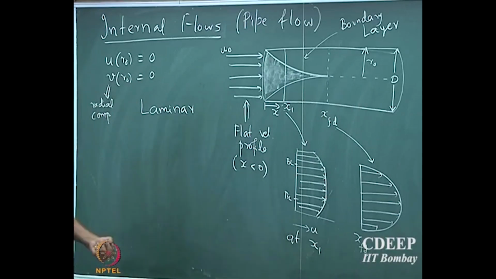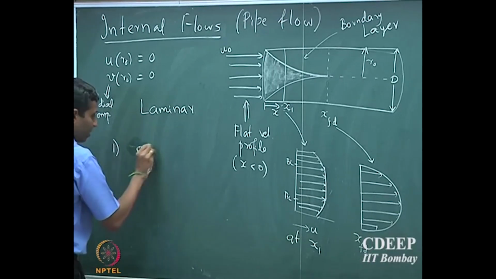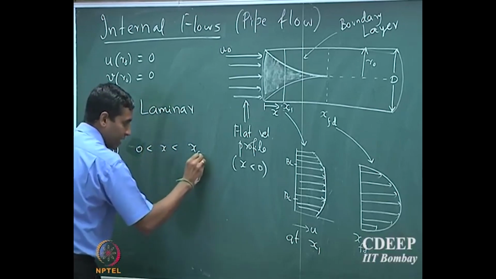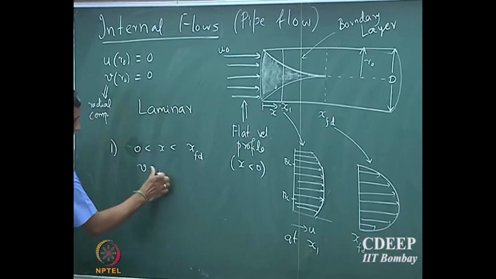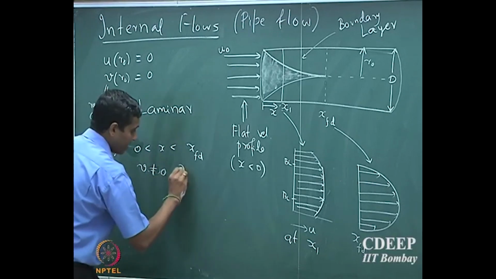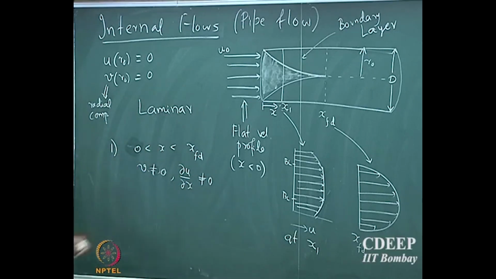Now, simply based on this intuition, we can detect a lot of interesting properties. The first thing is that between x equals 0 and the fully developed regime, the velocity in the radial direction is not 0, and not just that, du by dx is also not 0 in all locations. Remember that before it enters, du by dx is 0 because there is no change in the velocity and it flows at a flat velocity profile.